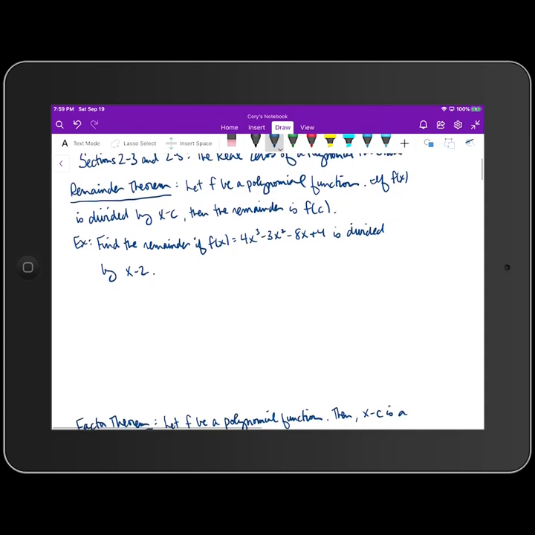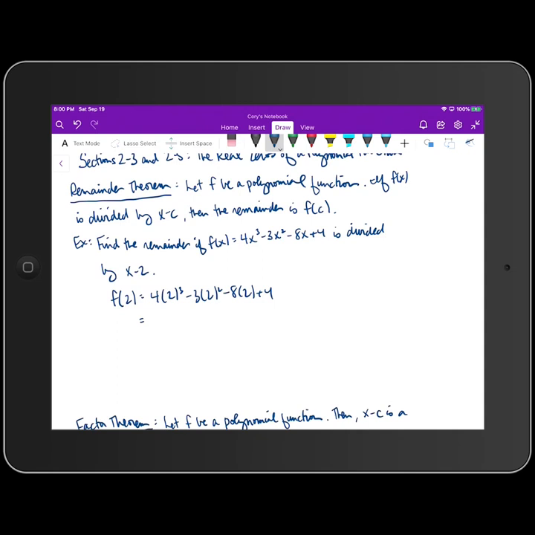The directions say to find the remainder if the function f of x, which is 4x cubed minus 3x squared minus 8x plus 4, is divided by x minus 2. Okay, so if we're dividing the polynomial f by x minus 2, we want to take the function's value at the value that makes what we're dividing by equal to 0, which in this case is f of 2. So when we plug 2 into our function, we get 4 times 2 cubed minus 3 times 2 squared minus 8 times 2 plus 4.